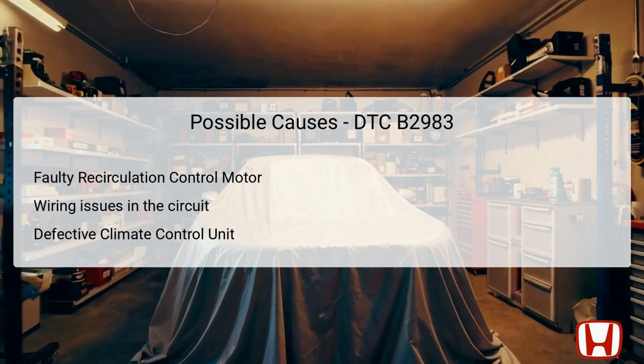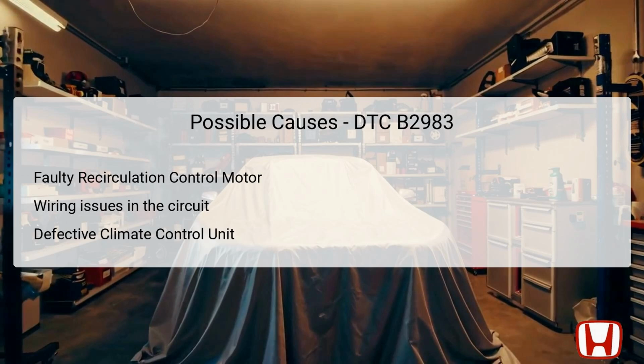Lastly, the climate control unit itself may be defective. If other components check out, this control unit might be the source of the problem. Each of these causes can lead to improper air circulation, impacting the overall performance of the vehicle's heating and cooling systems. Proper identification of the root cause is crucial for an effective repair, ensuring that the vehicle maintains comfortable climate conditions for passengers.